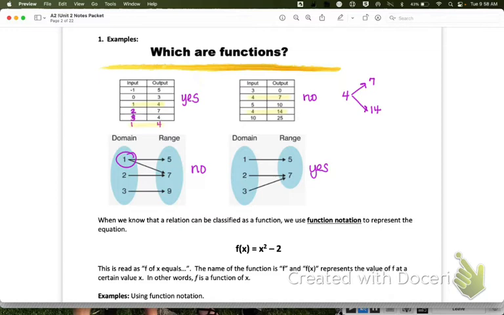And then the mapping diagrams, the first one has a double arrow at 1, so that's a no. And the second one has all single arrows. Even though 2 of them point to 7, it doesn't matter what they point to. It matters where they come from.